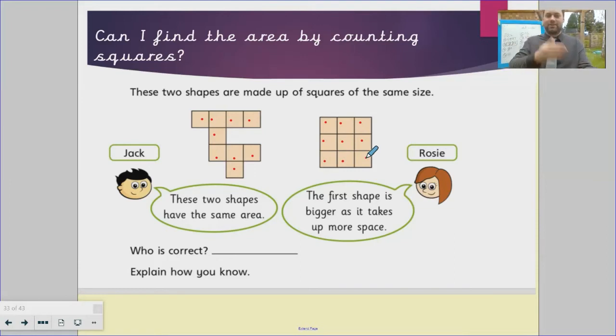So who is right? Is it Jack or is it Rosie? Well, Jack is correct. They do have the same area because this one has 9 squares and this one has 9 squares. Rosie thinks this one is bigger because it does look bigger, doesn't it? It's spread out. However, it is taking up the same amount of space. It's taking up the same area as this shape here. So they both have 9. So Jack is correct, and you know how you've explained it because you've counted the squares and you found out that there is 9 in each shape.